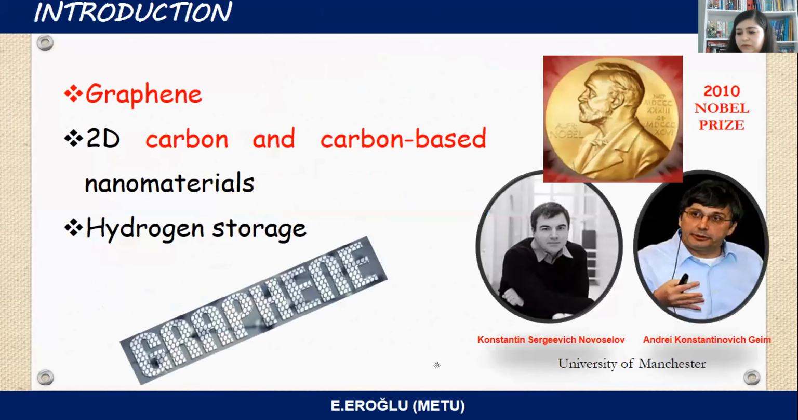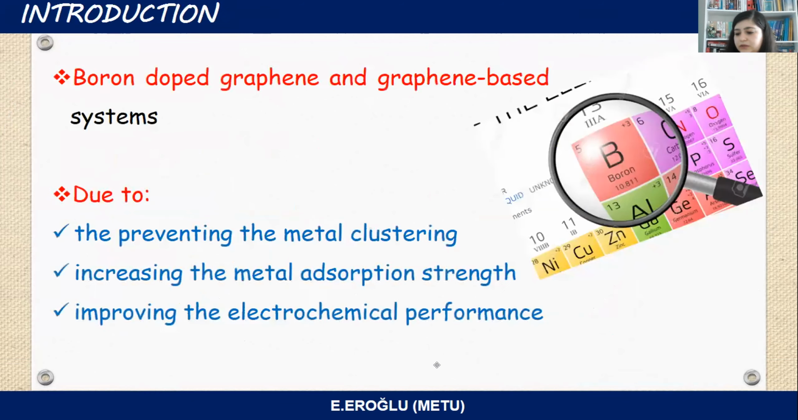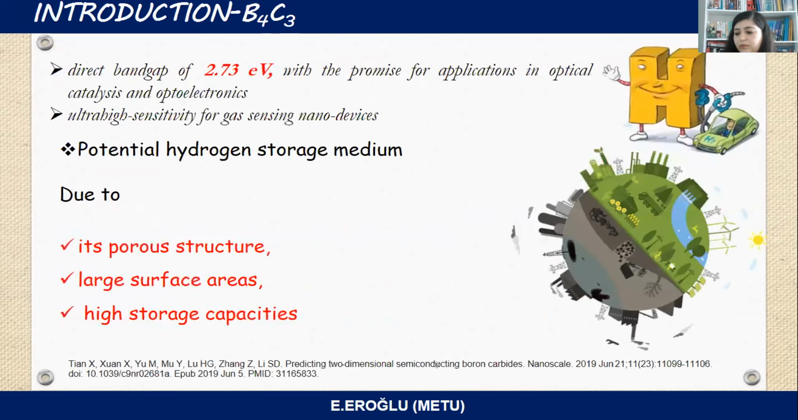After the efficient production of graphene, two-dimensional carbon-based nanomaterials have recently become more popular for hydrogen storage studies. Especially, boron-doped graphene and graphene-based systems are promising candidates for hydrogen storage due to preventing metal clustering, increasing the metal absorption strength, and improving the electrochemical performance. Meanwhile, graphene-based boron compound, boron carbide, could be a potential hydrogen storage material due to its porous structure, large surface area, and high storage capacity.